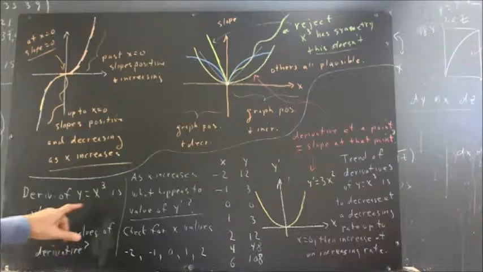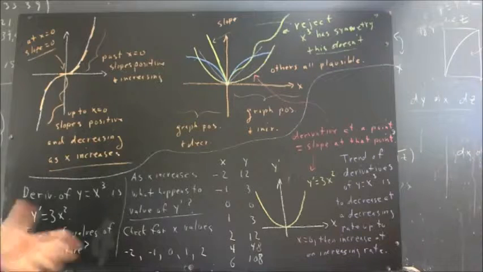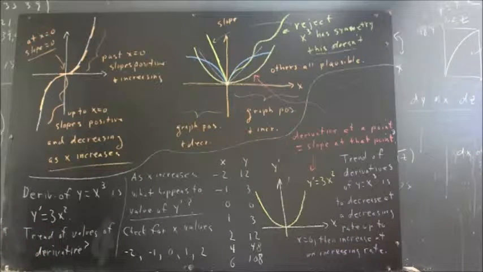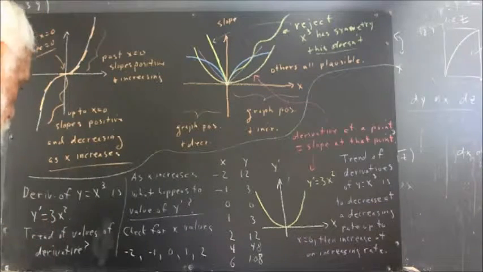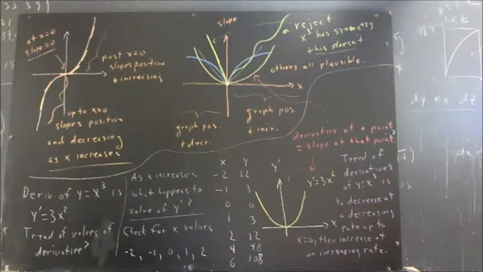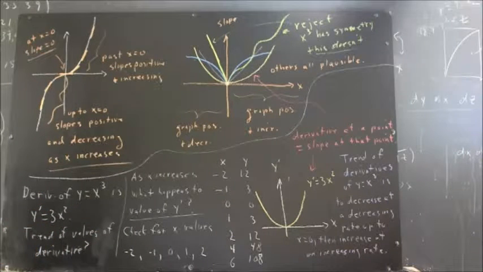Okay, now we're asked to take the derivative of y equals x cubed and look at the trend of the values of the derivative. We've looked at the trend of the values of the slope. Now we're going to look at the trend of the values of the derivative. Well, the derivative of y equals x cubed is very straightforward. y prime equals 3x squared. What's the trend of the values of the derivative?